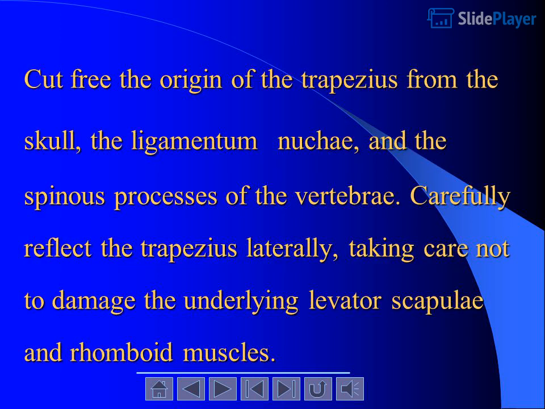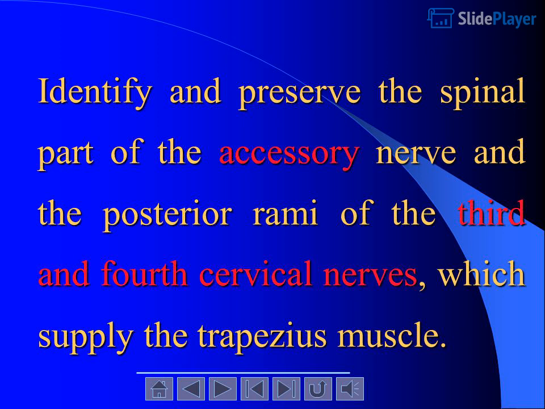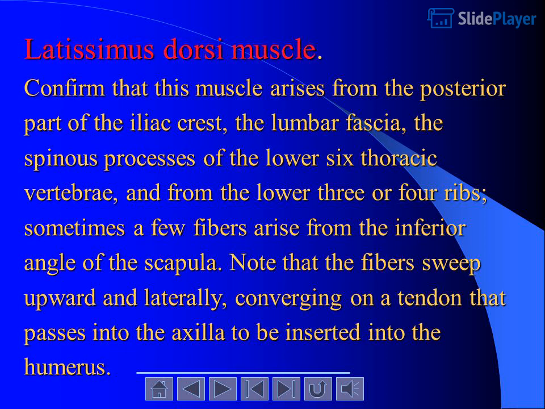Cut free the origin of the trapezius from the skull, the ligamentum nuchae, and the spinous processes of the vertebrae. Carefully reflect the trapezius laterally, taking care not to damage the underlying levator scapulae and rhomboid muscles. Identify and preserve the spinal part of the accessory nerve and the posterior rami of the 3rd and 4th cervical nerves, which supply the trapezius muscle. Latissimus dorsi muscle.